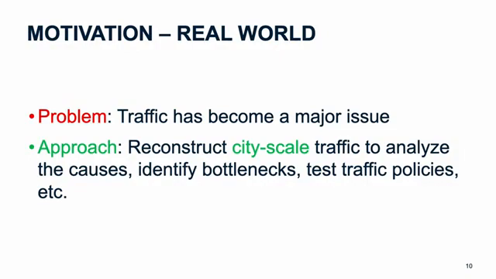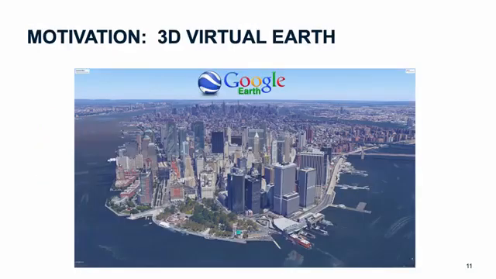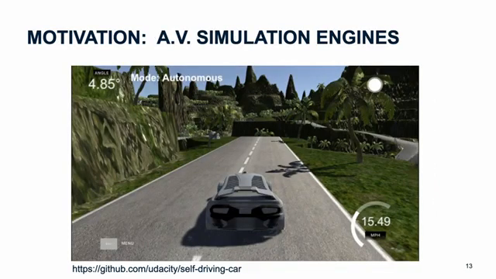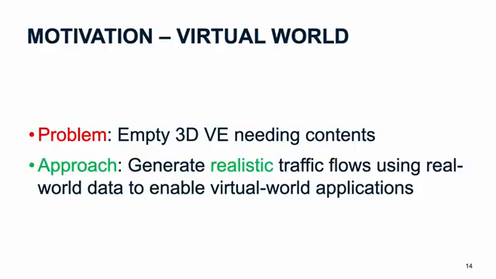In order to understand and alleviate the traffic problem, we first need to be able to visualize it, analyze the costs, identify the bottleneck, and test traffic policy through traffic reconstruction. In addition, we're seeing there will be virtual Earths. And furthermore, there are also applications such as VR systems for teaching people how to drive. And increasingly, more and more autonomous vehicles are also learning how to drive through simulations.